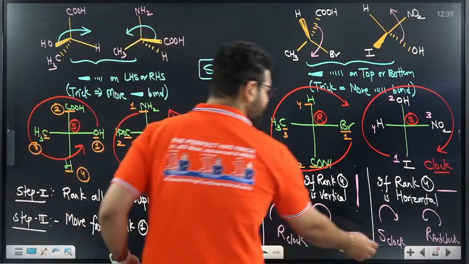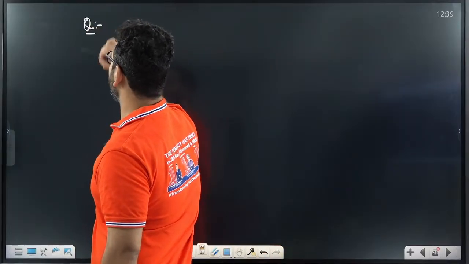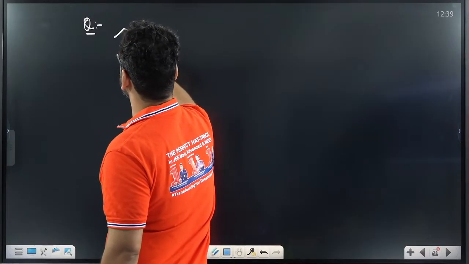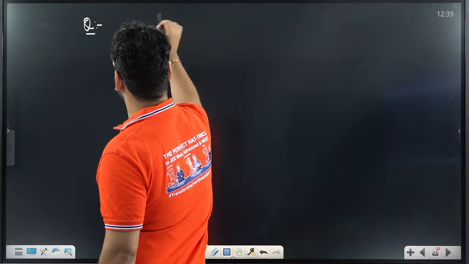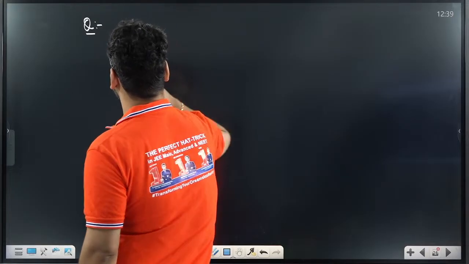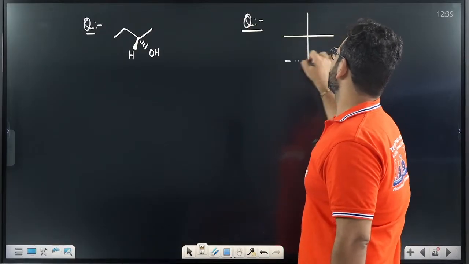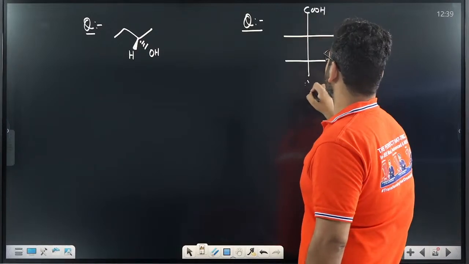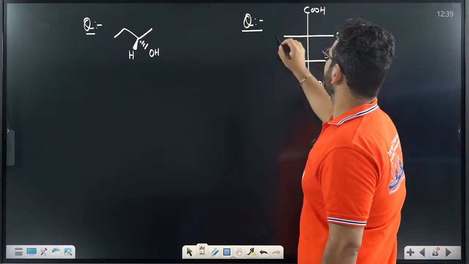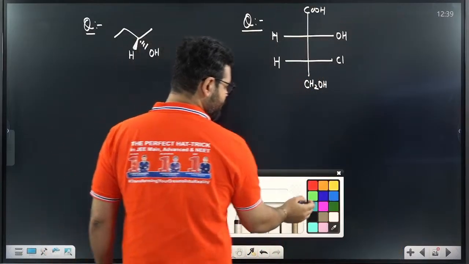I'll give you 2 questions to do right now. You can tell me the RS configuration in them. Tell me whether it is R or S. Write the IUPAC nomenclature of this compound, by mentioning the RS.